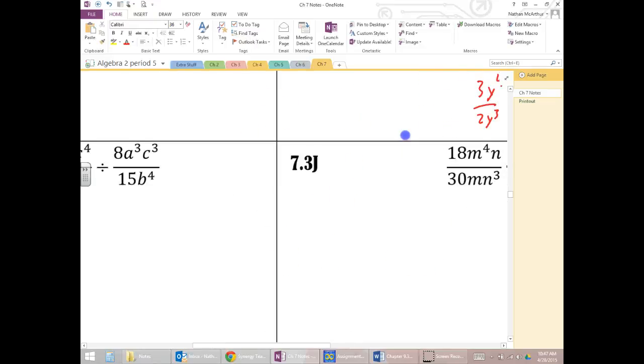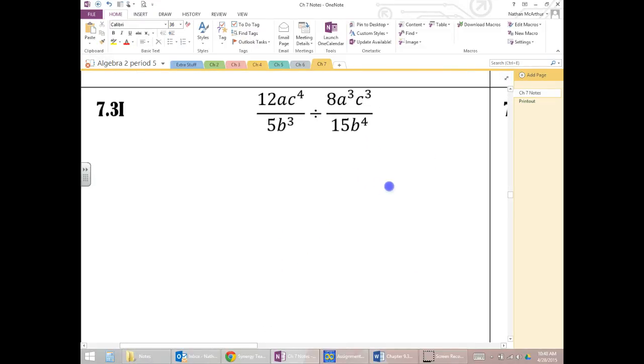All right. Next example, again, a division problem. So I can simplify the division.